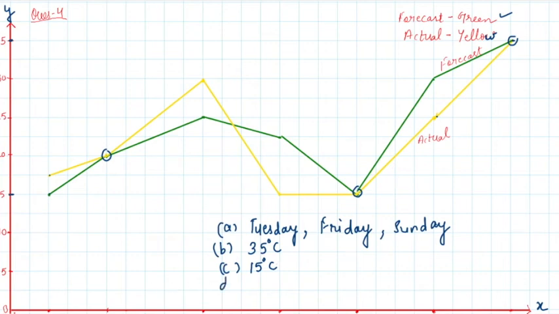D part of this question, which is the last part of this question, on which day did the actual temperature differ the most from the forecast temperature? It means you have to tell on which day there was the maximum difference between the actual and the forecast temperature. If I notice it, see here, Monday this much is the difference, Tuesday there is no difference as they are coinciding. Again here this much is the difference. Then Thursday if you see, this is the difference. Friday again there is no difference. Here this much is the difference and no difference.